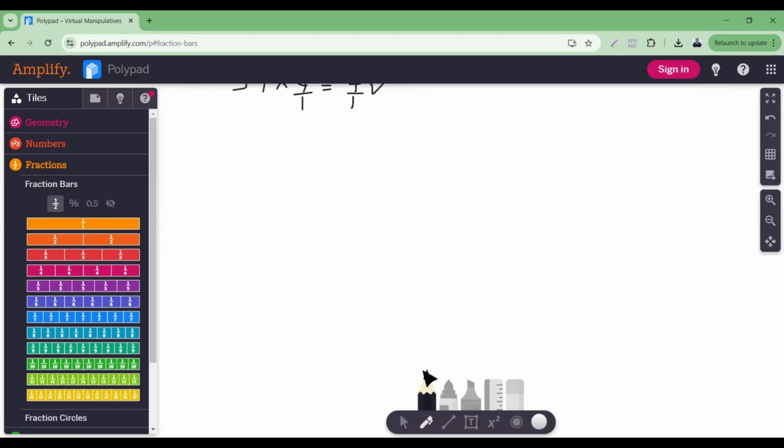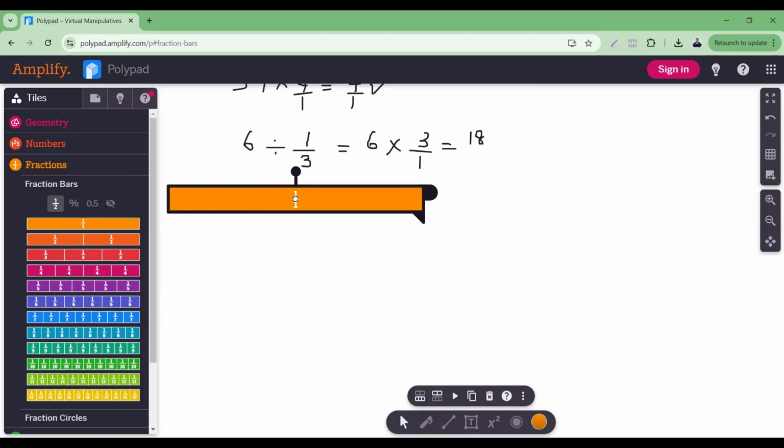Let's take a different number. Let's say 6 divided by 1/3. What am I going to do for this? 6, the dividend, remains as it is. The division becomes a multiplication, and the divisor becomes its reciprocal. That means the answer is 18/1 or 18 itself. So this is how we got the answer. Let's see whether whatever we found was correct.